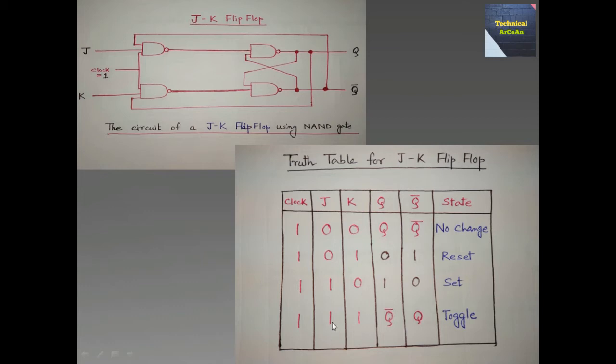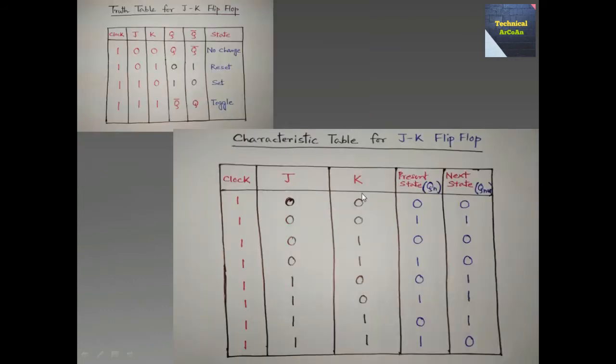In the JK flip-flop, when it is 1 and 1, we get Q complement. If the present state is 0, we get the next state as 1. If the present state is 1, we get the next state as 0. That's why Q complement. This state is known as toggle, meaning inversion of the present state. Now this is the characteristics table for the JK flip-flop, and it can be derived from this truth table.